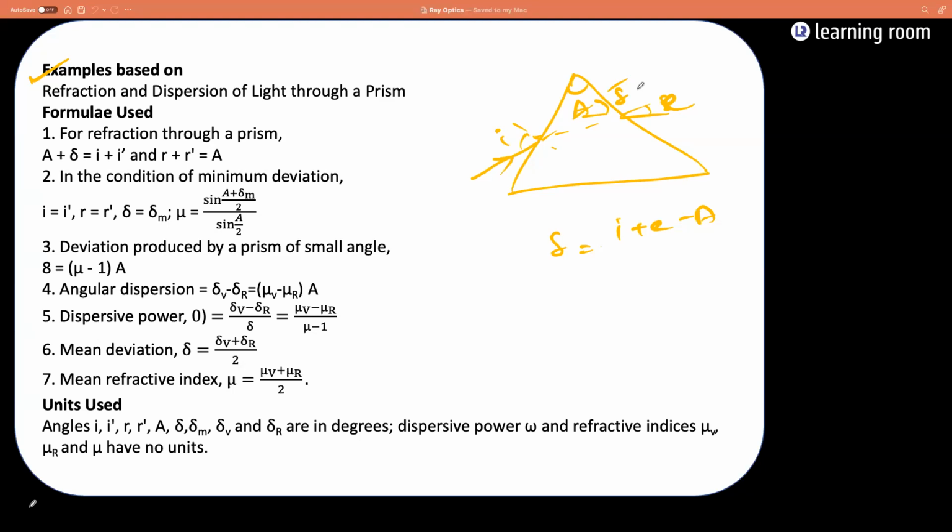And similarly, for minimum deviation condition, mu will be equal to sine of (A plus delta M) divided by 2, divided by sine of A by 2. Clear? And deviation produced by a prism of small angle is given as delta is equal to (mu minus 1) into A. So these formulae you have. Let us solve some problems based on it. You can expect a few problems on prism.